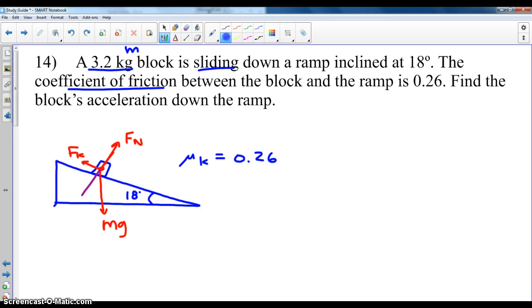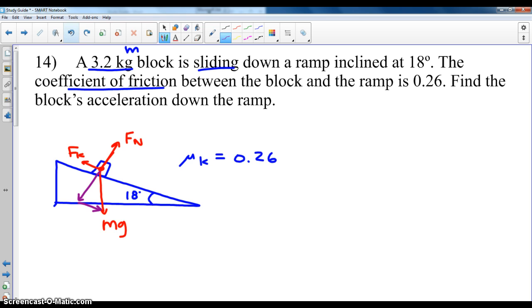mg has a tilted y component perpendicular to the ramp and a tilted x component parallel to the ramp. Have I done a good job? Did I draw my x component parallel? It's pretty parallel. Maybe I should angle it a little more. That's a little better. And is this one really perpendicular? It's close enough to perpendicular. So this should be a right angle, right?